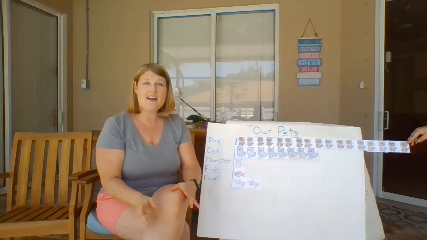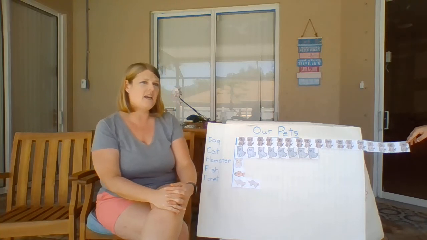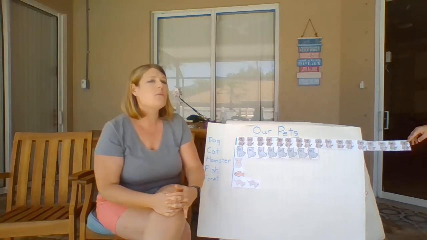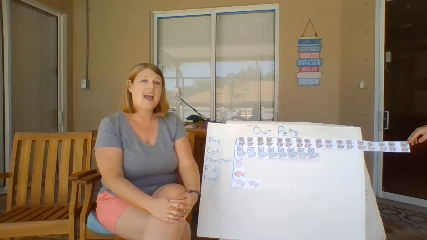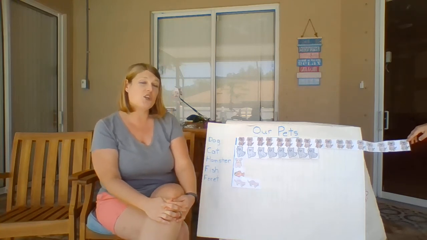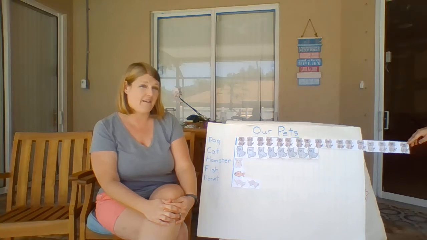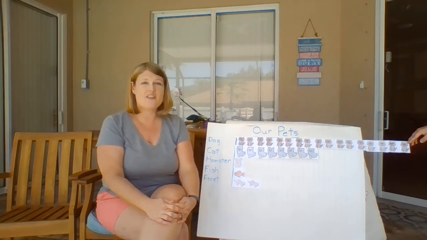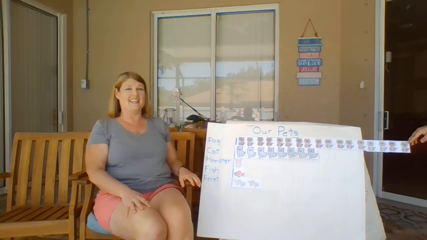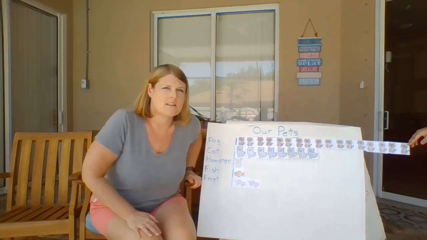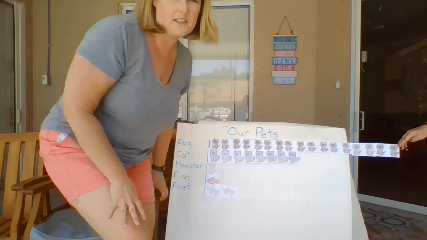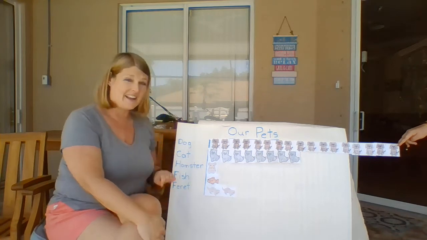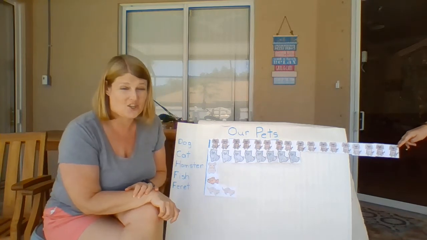And then everybody else, I sent a message to your parents and had them tell me, how many pets do you have at home? So I collected my data. Everybody answered me. I have all the information I need for how many pets we have at home. And I took that information and turned it into a picture graph. So here is the picture graph I made from that data. Let me move a little bit closer so you can see all the words. There we go. Perfect.